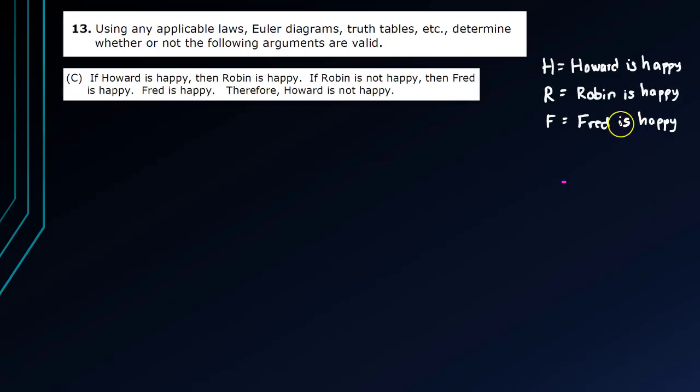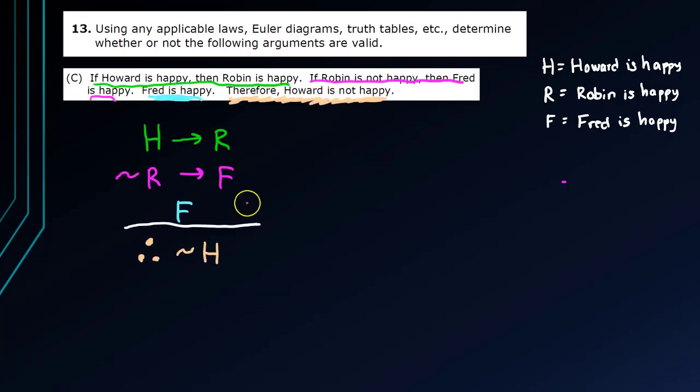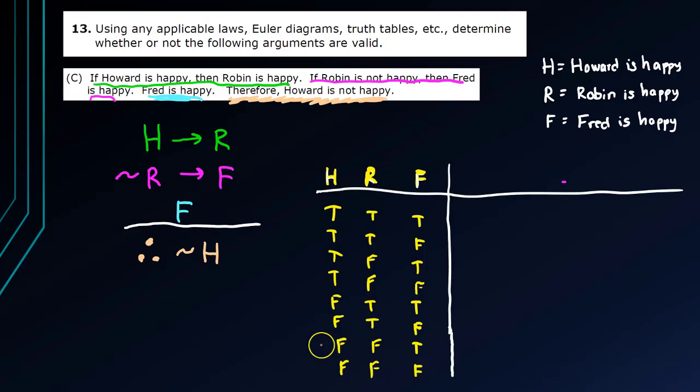So I'm going to let H, R, and F stand for each one of these people being happy. So when I make this statement using an Euler diagram, if Howard is happy, then Robin is happy. That's what this one is. If Robin is not happy, then Fred is happy. Fred, of course, is happy. Therefore, Howard is not happy. So, H, R, and F are the primary things I have here. So, I'm going to start the truth table with this in mind. So, I have H, R, and F. I'm going to go with the first statement.